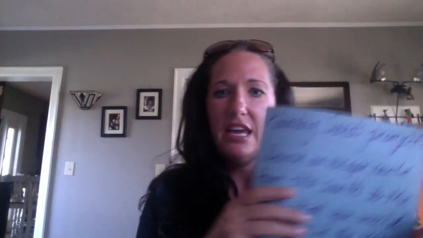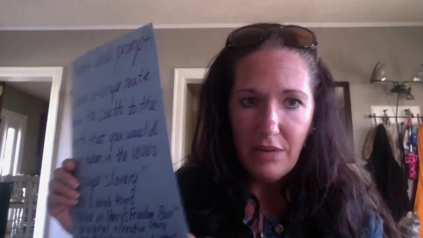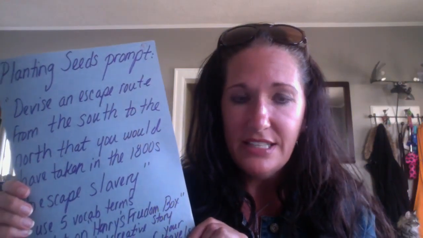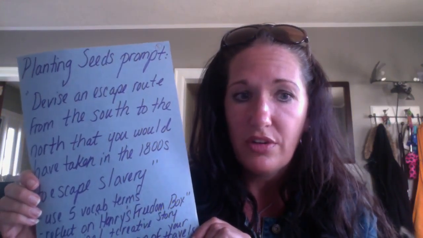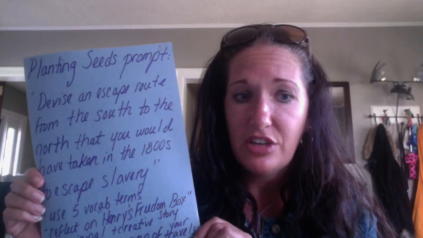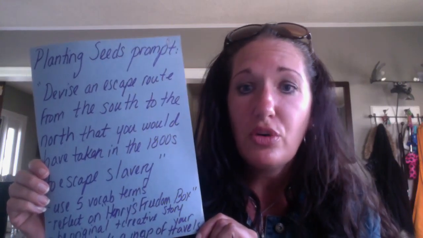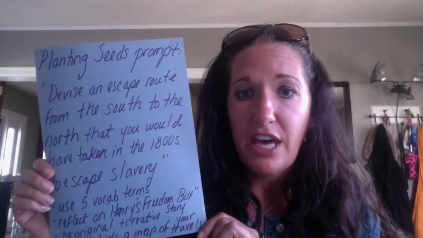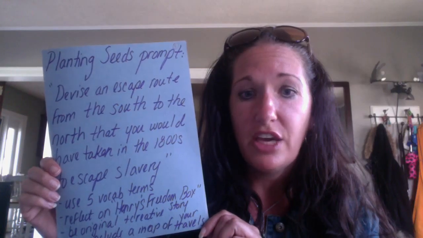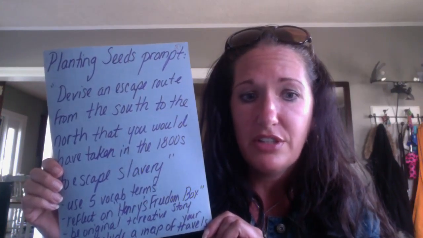Then we have planting seeds out of our planting seeds journal that we write in when we are doing reading activities and we're doing creative writing and writing prompts. It's the planting seeds journal. And our prompt is, devise an escape route from the south to the north that you would have taken in the 1800s to escape slavery. They're going to be required to use 5 of those vocabulary terms, and they have the sheet, or they can go up to the board and look at those vocabulary terms.